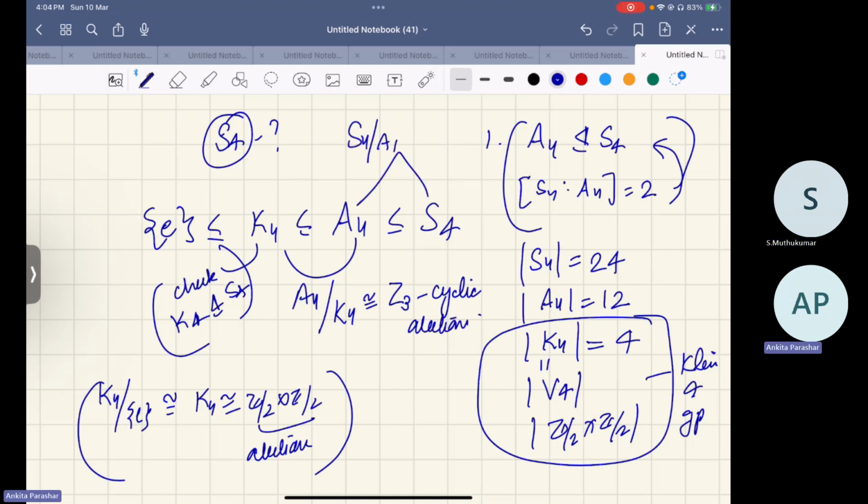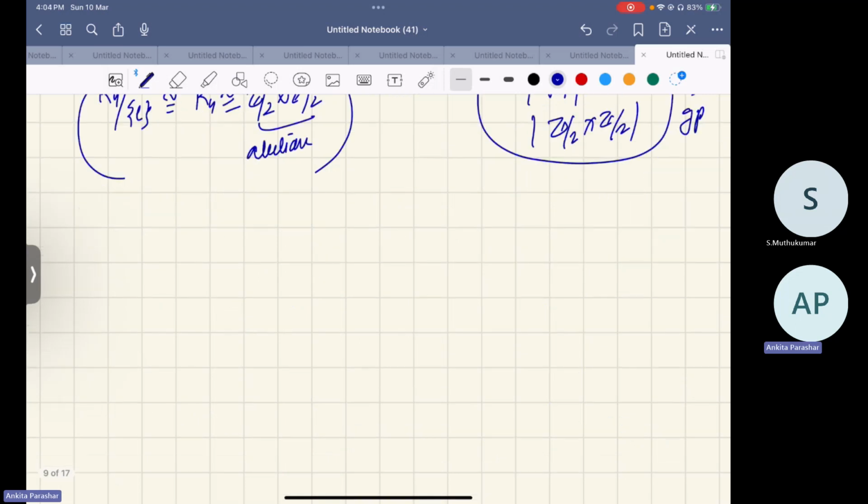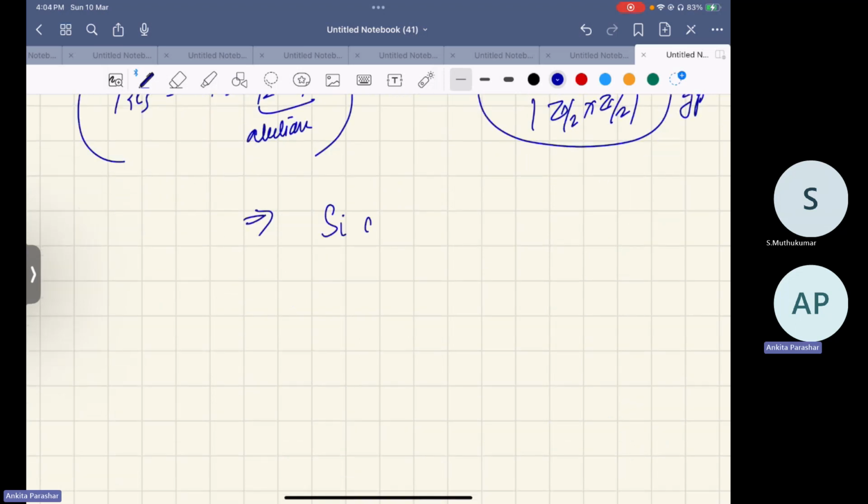That is also easy, I guess. The index is 2. Yes, that is also cyclic, hence abelian. And so finally, the upshot is that all these are solvable. But this is not the way we write it. Sn is solvable for all n equal to 1, 2, 3, 4.